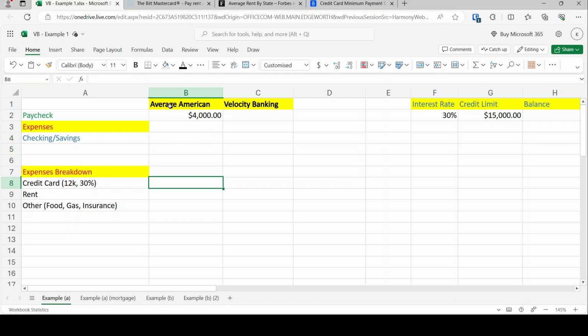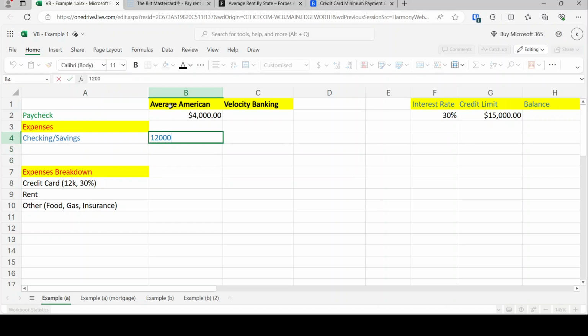So let's say you have a $12,000 balance and you actually have $12,000 in your checking and savings, right? That's where the bank kind of wants you to be. They don't want you to pay off your debt quickly, right? Because if you pay off your debt quickly, you're not going to make money.